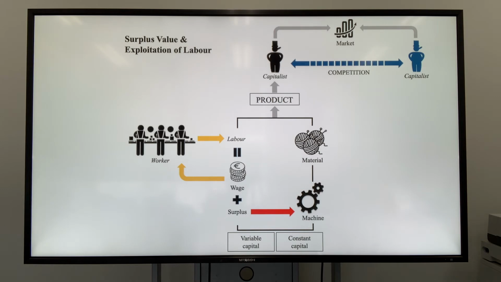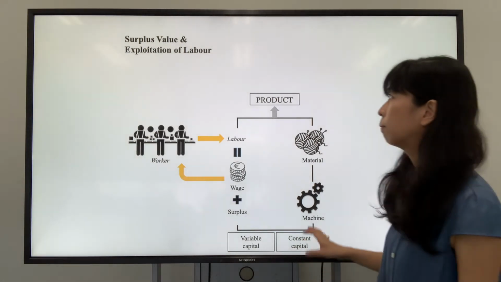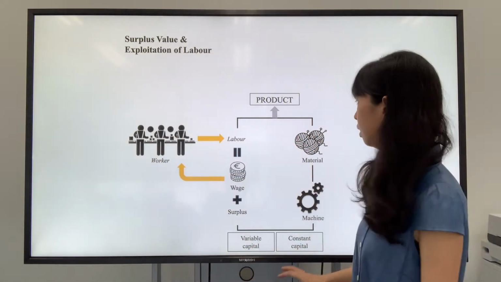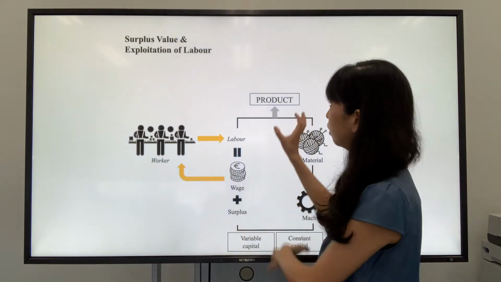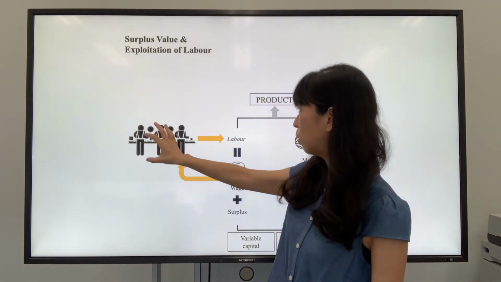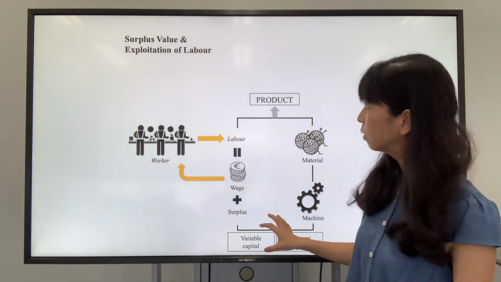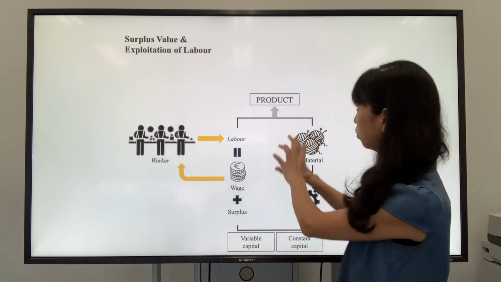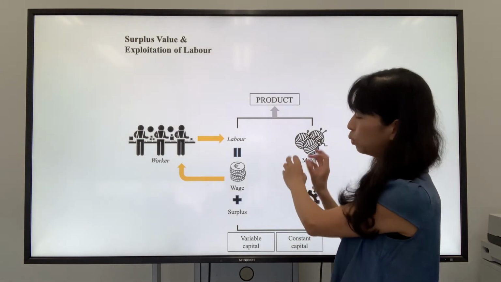However, I'm going to zoom in to specifically focus on some aspects to explain. So first of all, this is the flow until the product is produced. The workers provide labor, and they work in a factory, and they produce using the material and the machine in order to produce a product.